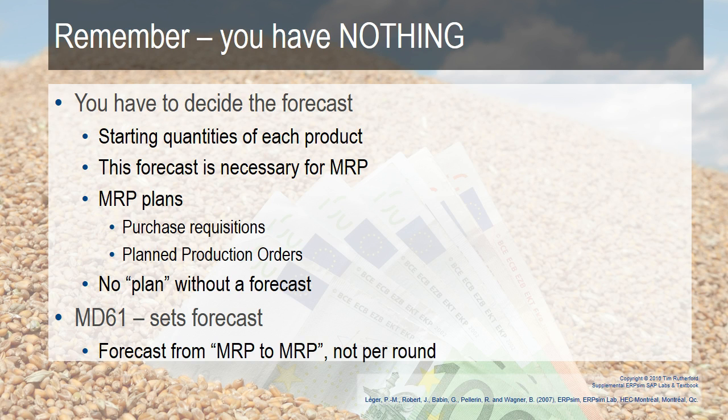Getting started, again, you have to decide the forecast. What is that going to be? You have to have starting quantities for each of the products you are planning to produce. You can't procure anything, you can't produce anything without that forecast in place. So MRP, material requirements planning, plans for purchase requisitions and plan production orders. And you can't do either of those without a forecast.